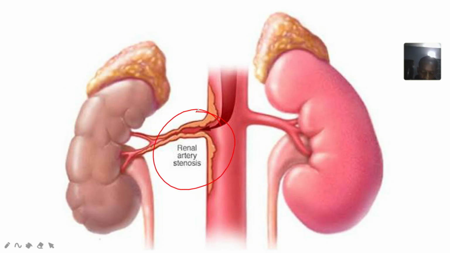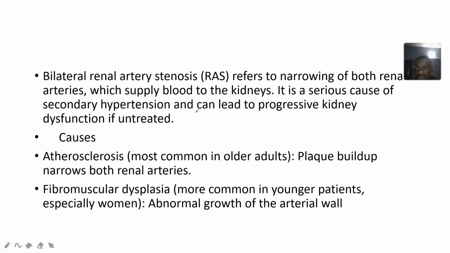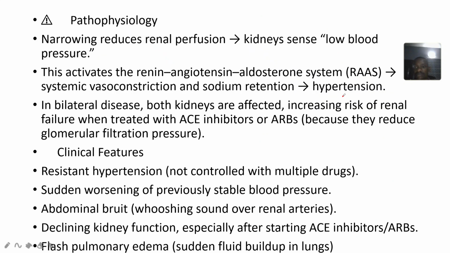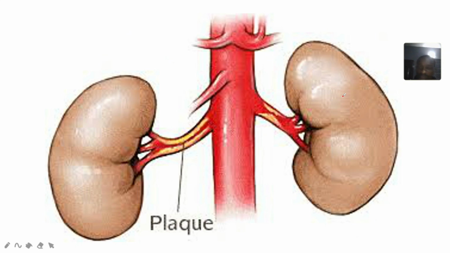And of course, if you have a narrowing on one side, it should be fine. It's less threatening. But if you have narrowing on two sides, I think this is when you have an emergency. So it just refers to narrowing of both renal arteries. And these are arteries that should actually supply blood to the kidneys. Good example of a bilateral renal stenosis. So there's narrowing on both sides.